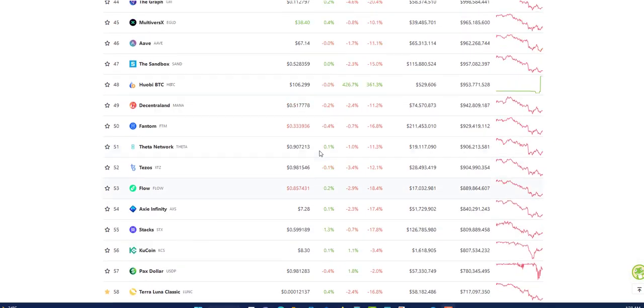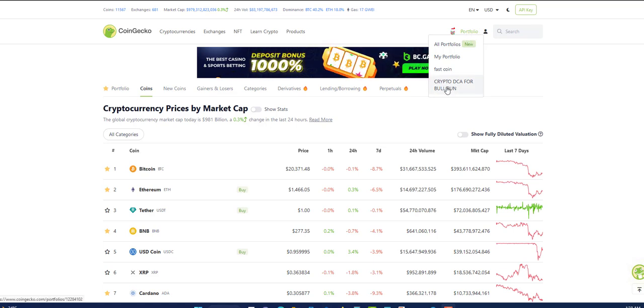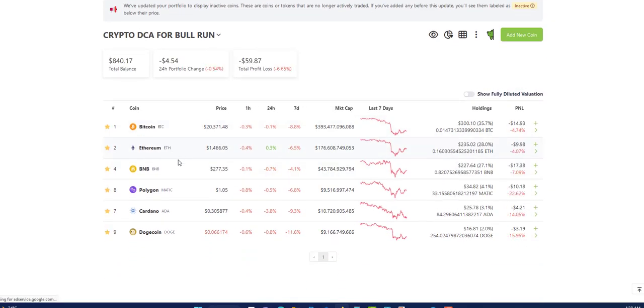So I'm gonna show my portfolio guys, and let's see my portfolio. I'm gonna come over here to my crypto DCA for a bull run. This is my portfolio. As you can see, I have Bitcoin, Ethereum, BNB, Polygon, ADA, Cardano, and Dogecoin. You can see my total balance is $840, minus $4.54. Total profit loss $59.87. So these are the profit loss. As you can see, my portfolio is down 6.65%. Everything is down guys.